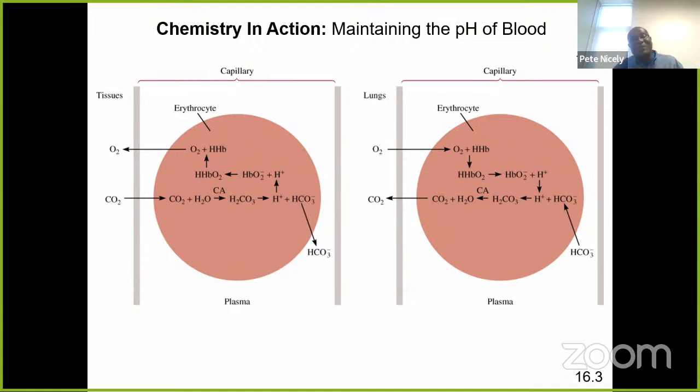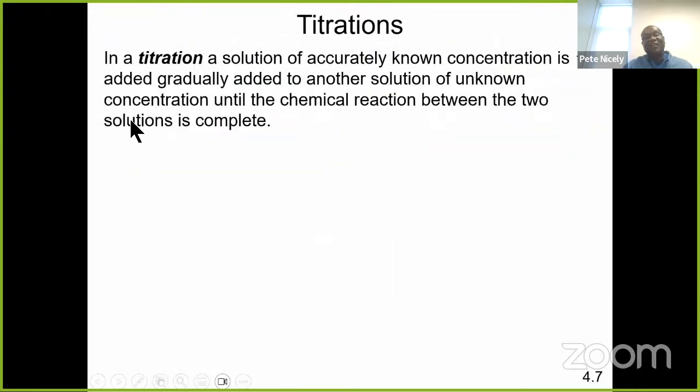And in all of this that's happening, the pH of the blood is being maintained as a result of the buffer action of the two important components of the buffer, which would be the bicarbonate and the carbonic acid. Okay, so let's move on now to talking about titrations.